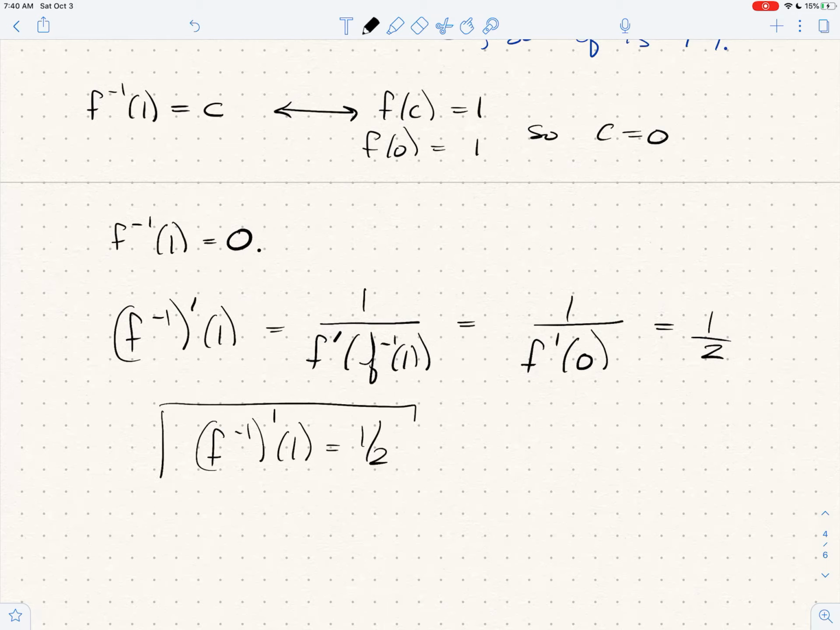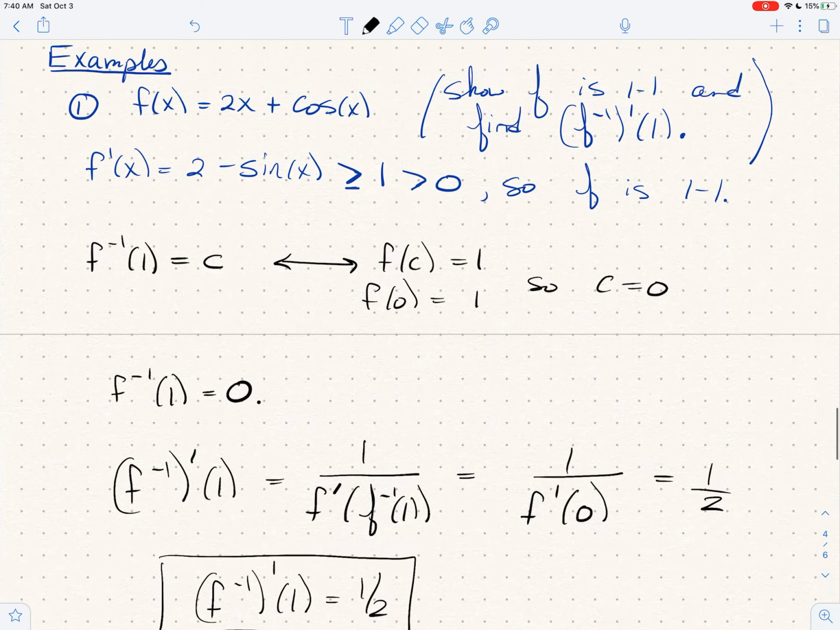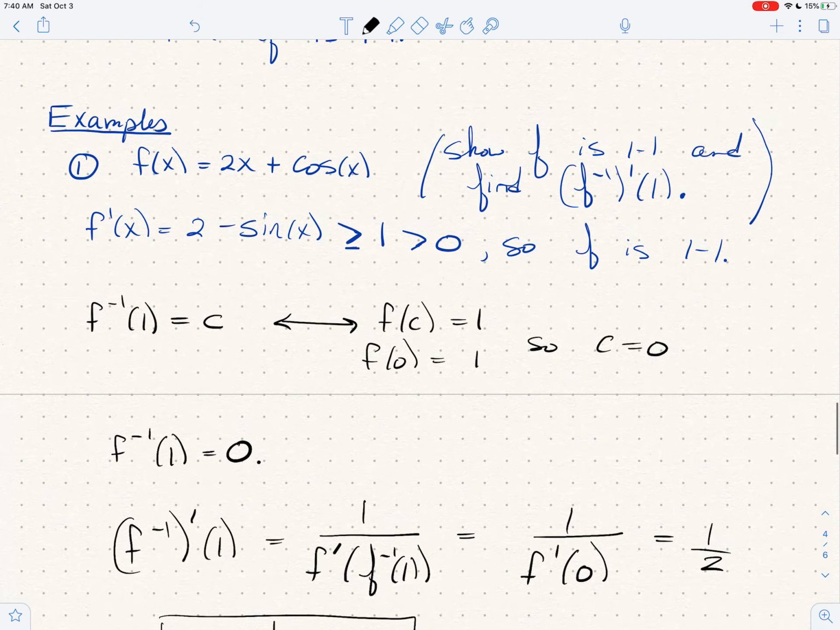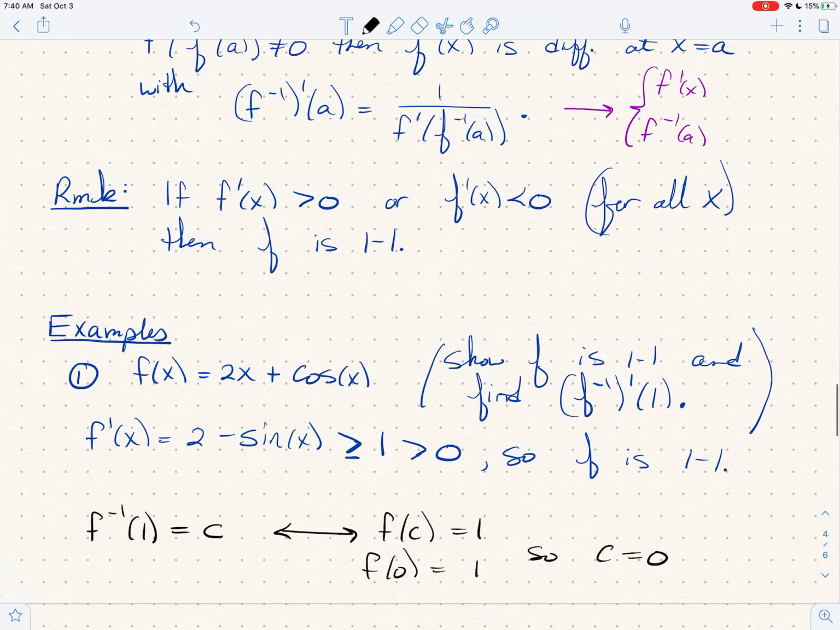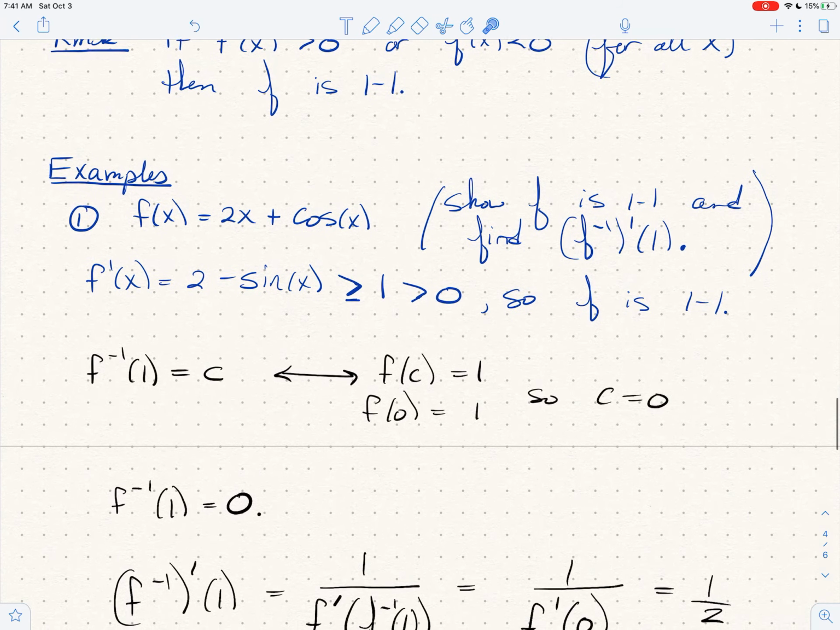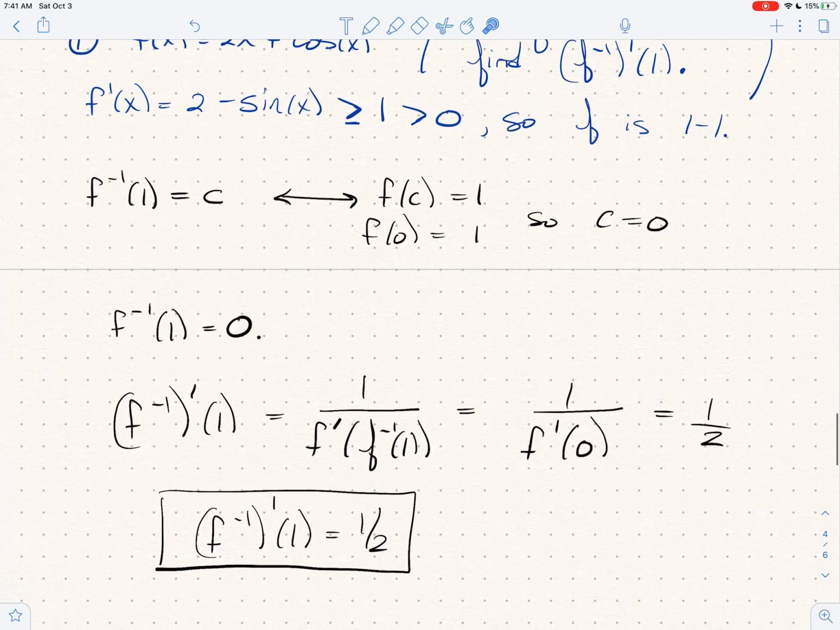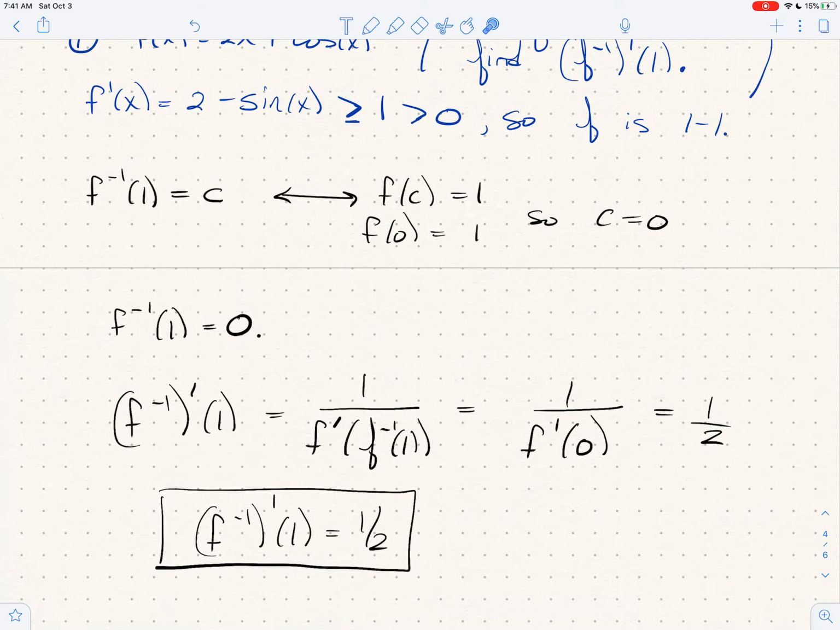There it is. So let's run through this again, then we'll break this video and do another one. So what are we doing? We're using our formula that says f inverse prime, the derivative of the inverse function at a point, is 1 over f prime of f inverse at that point. And so I just need to find f prime, f inverse of the point, and I did that, and I worked it out. So I'm going to break this video here. I'll do another example in the next video with you.